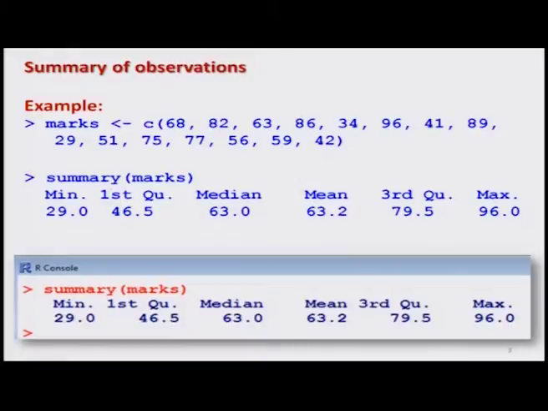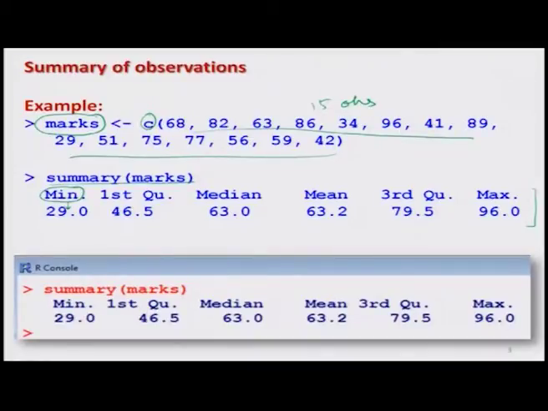I simply consider here a data set of 15 observations, and these observations are the marks of students, which are combined here inside a vector marks using the command c. Now, when I operate the summary function, it gives me the summary of marks, and you can see this type of outcome comes. The first value is the minimum value. So, it is saying that the minimum value is 29, which you can see from here.